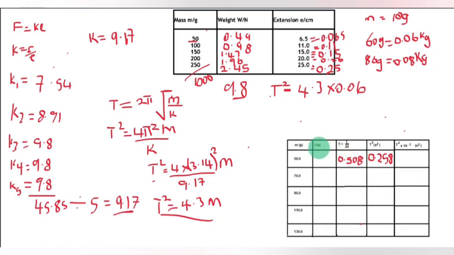Then to get T, because I am dividing t by 20 to get big T, I have to multiply this by 20 to get T here. So that's going to give us 10.16.